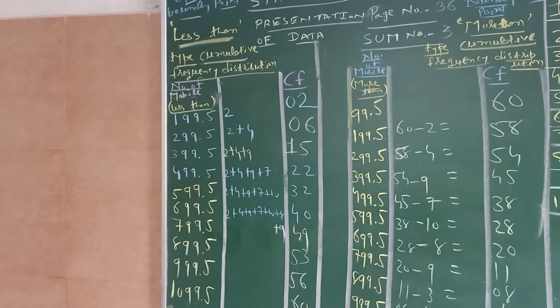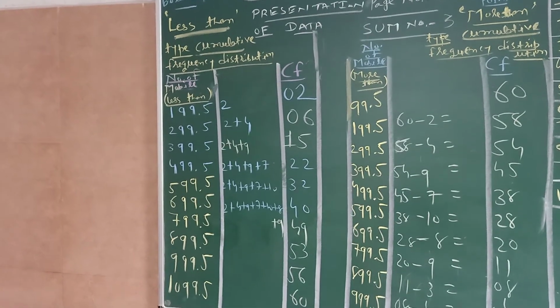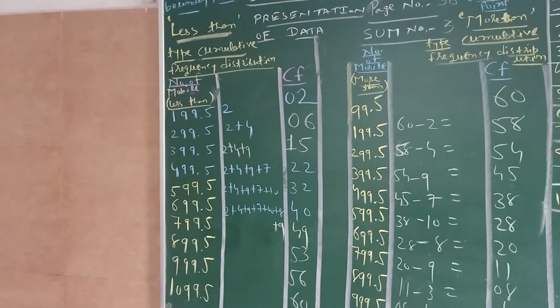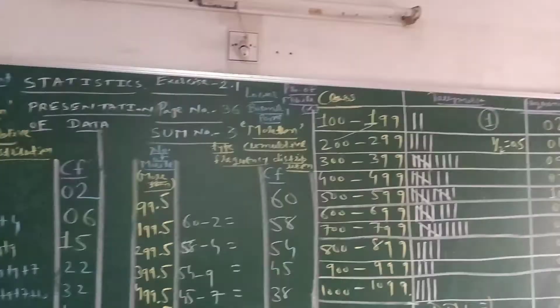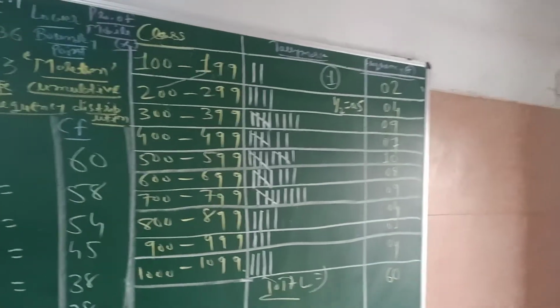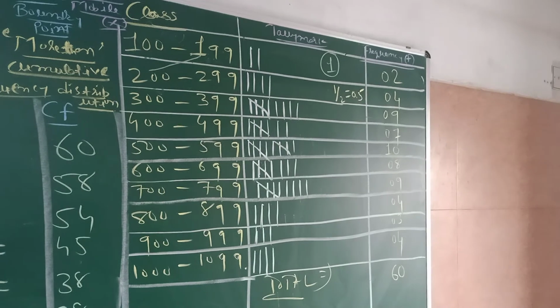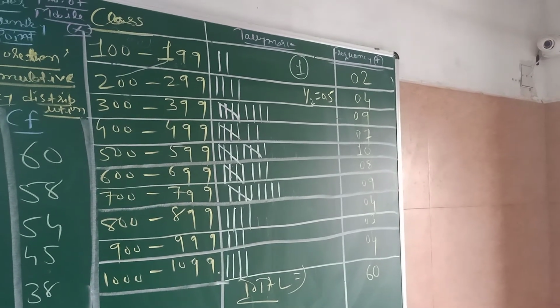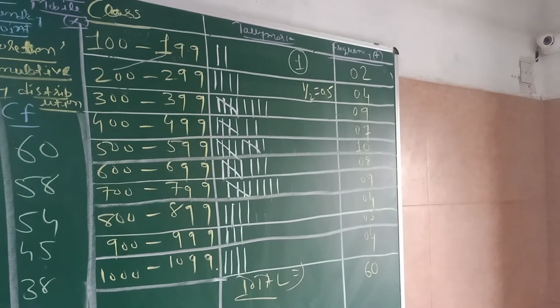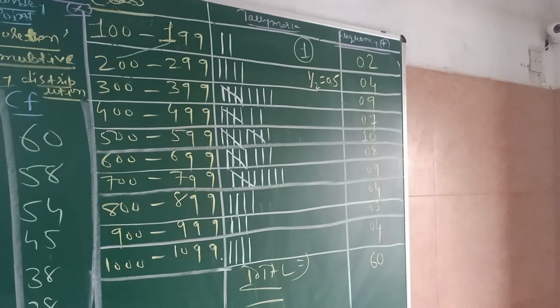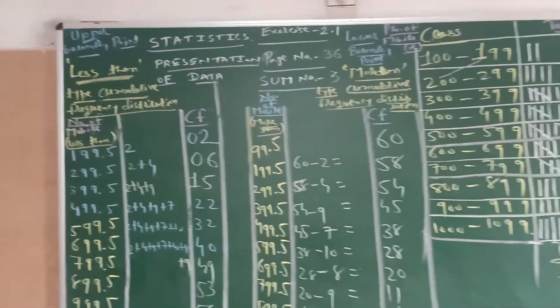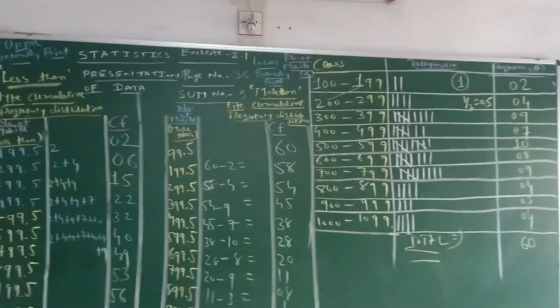Listen carefully. We have to speak like this: 199.5 or less than 199.5. Now see the first class. For less than 199.5, we have only one frequency, that is 2. So the first cumulative frequency is 2 itself.